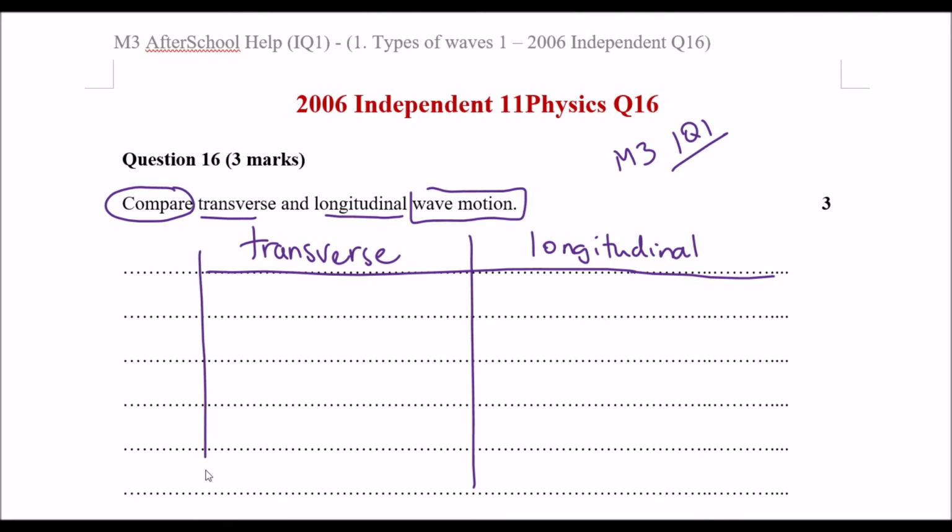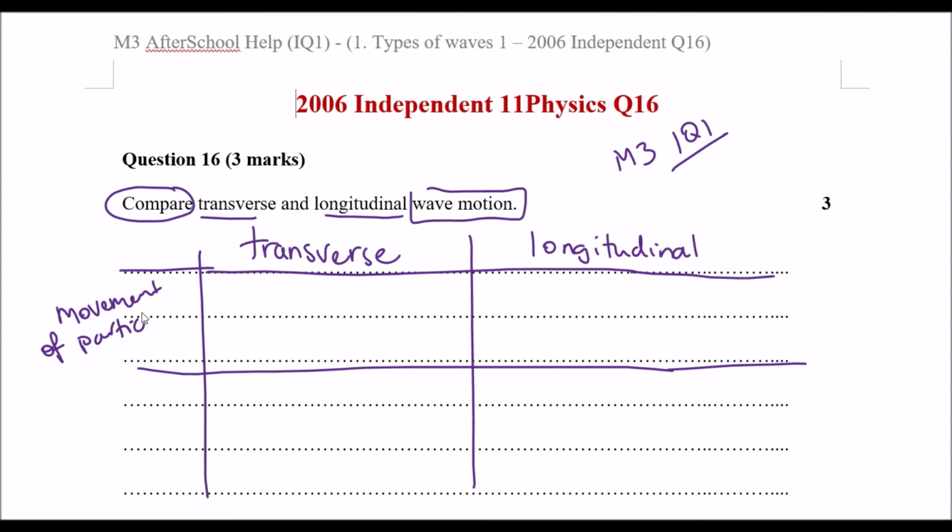So if we're going to compare motion, let's say movement of particles. So movement of particles in medium. And we also have motion of the wave. So motion of the wave.